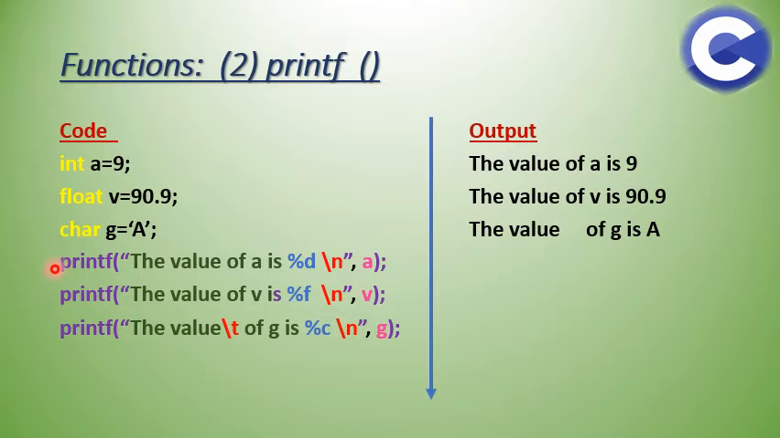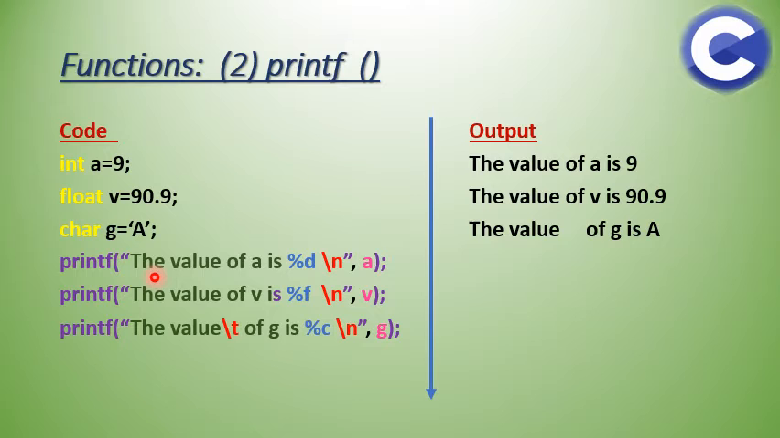Now we are going to use the printf function. So here my printf, then parenthesis and then the double quotes. "The value of a is %d". And what is this %d here? After your double quotes and comma, this a value. So the value of a is this a value, which is 9.